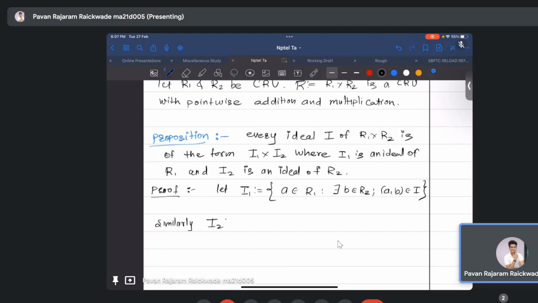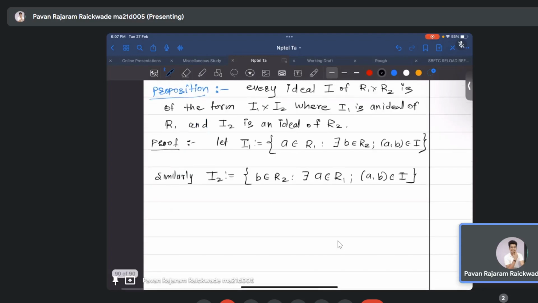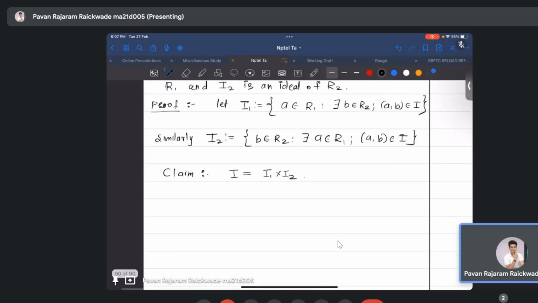And similarly, I'll define I2 as the collection of all second components of elements in I. These are the B in R2 such that there exists an element A in R1 for which the pair (A, B) belongs to I. That's all. This is my set I1 and I2. So the claim is I is the same as I1 cross I2. First direction, I is of course contained in I1 cross I2. First claim.